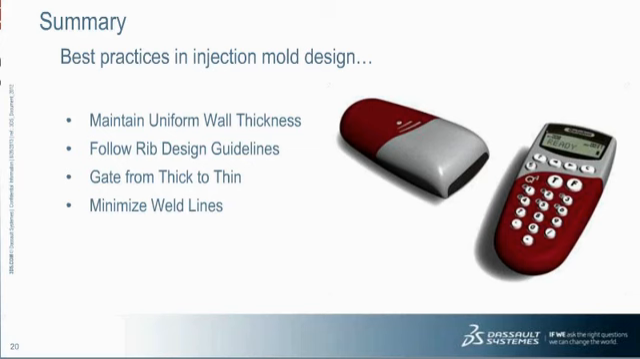So to summarize, remember what we talked about here is the best practices in injection mold design from a plastics point of view. You want to maintain uniform wall thickness. So if you, as a mold designer or mold maker, inherit a part design from upstream that's got a lot of abrupt transitions from thick to thin, that's not a good thing. Even though you can design and make a mold with those things in it, it's not going to be good news when you get to the molding machine. You want to follow those rib design guidelines that we presented. Always try to gate from thick to thin as much as possible and minimize the weld lines in your molded part.